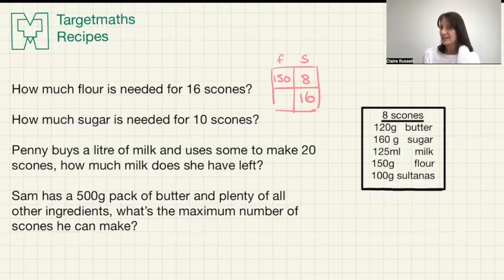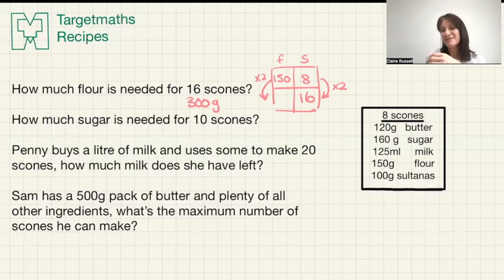Now I don't really need to go all into trap numbers or anything like that because I should be able to see really clearly that this is just double. 8 and double it is 16, 150 double it is 300. Okay, so I need 300 grams.